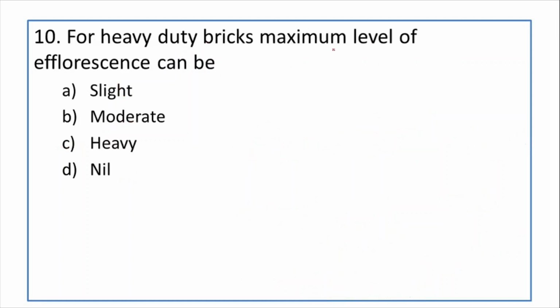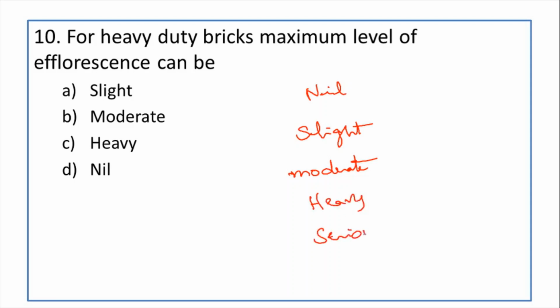Then for heavy duty bricks, a maximum level of efflorescence can be. Basically efflorescence level is classified into 5 types. They are nil, slight, moderate, heavy, and serious. These are the levels of efflorescence.